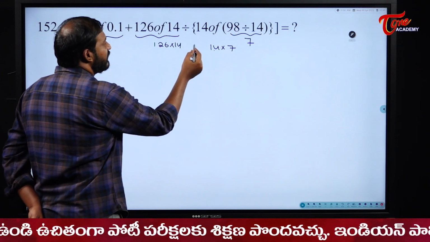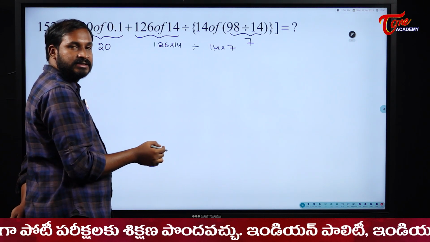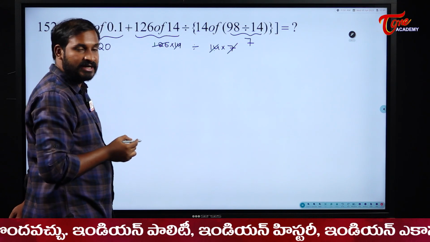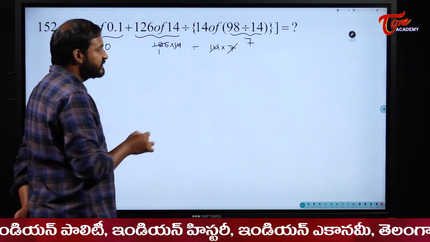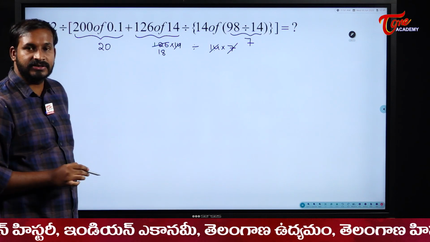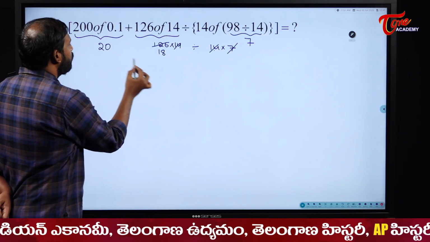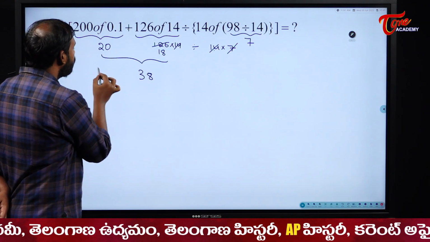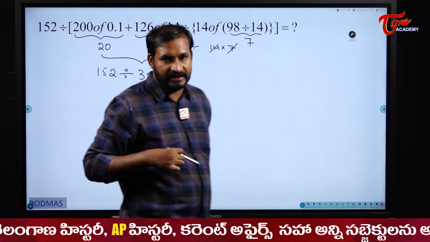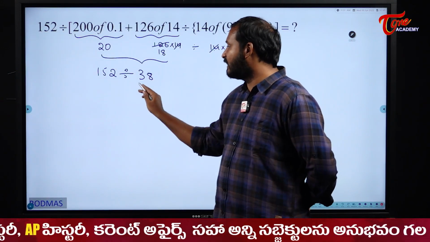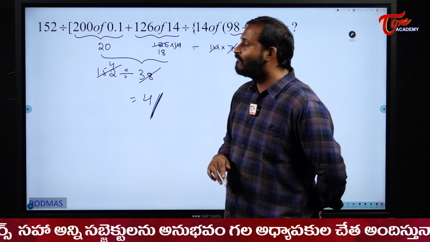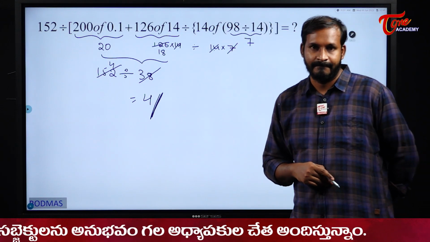So now 126 divided by 14 into 7. So 14 will get cancelled. 7 ones are 7, in the 7 table, 7 eights are 56, so it means 18. So 20 plus 18 becomes what, students? Overall it becomes 38. So 152 divided by 38. When I divide 152 by 38, 38 fours are 152. So the final answer here becomes 4.